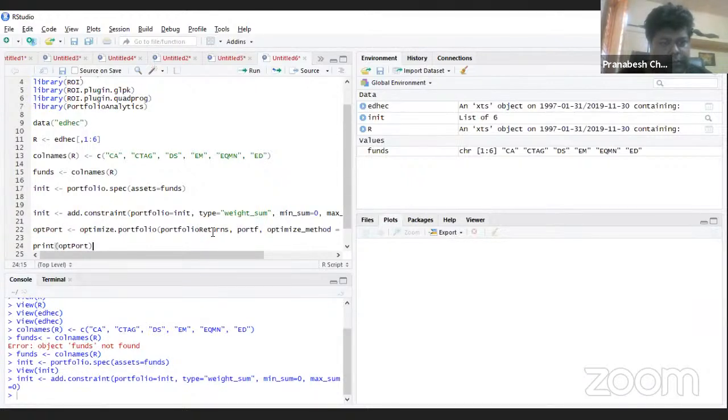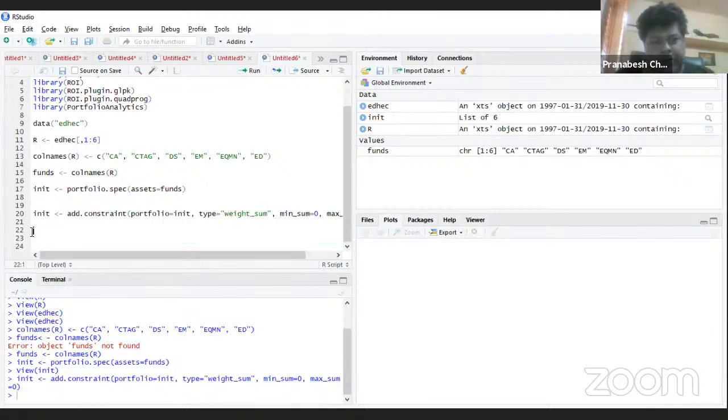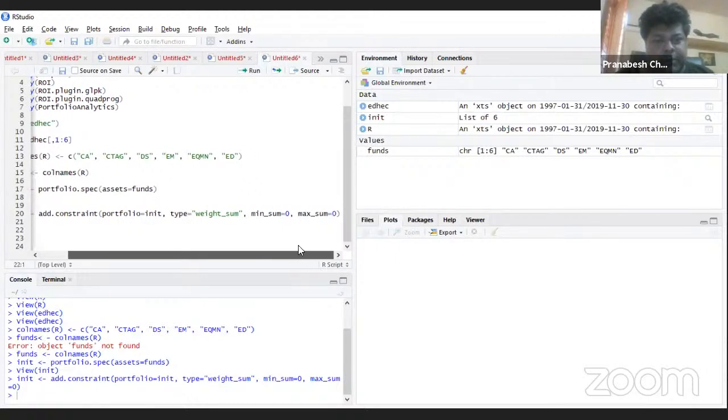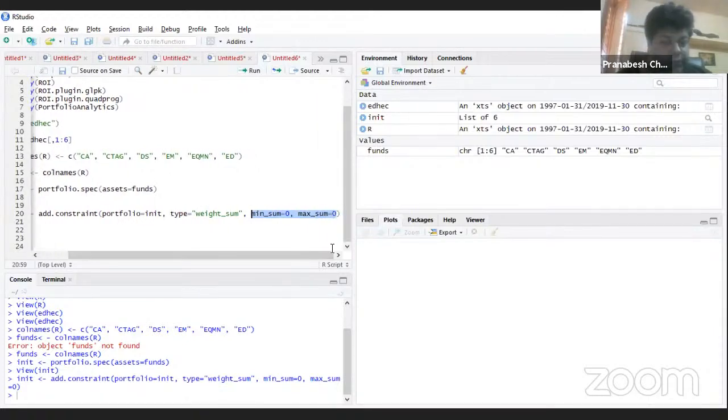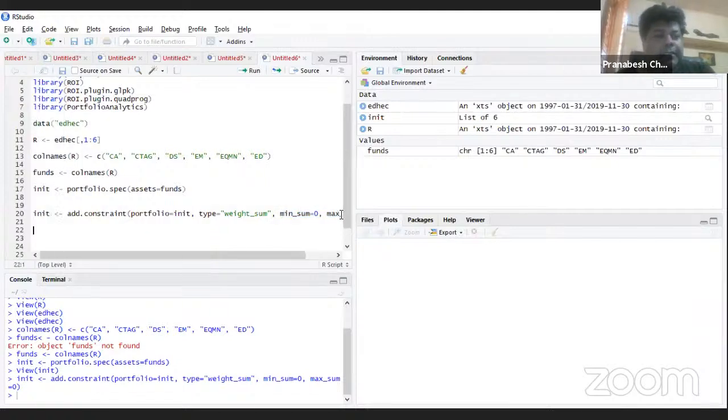We have not written our portfolio returns, so we can create a return. Anyways, we will see later on. We have not created a return object because we are only discussing. Anyways, when you're giving min_sum equals to 0 and max_sum equals to 0, what is happening is we want the summation of our weights in our portfolio to be equal to 0. Meaning we have both long and short positions in our portfolio. We want to release the underperforming assets from our portfolio, then you give this kind of a constraint.